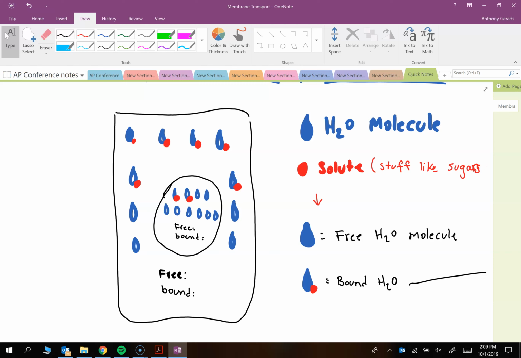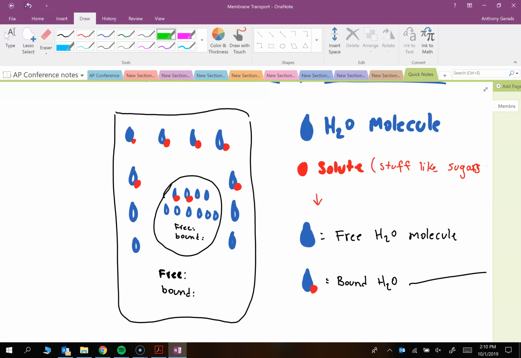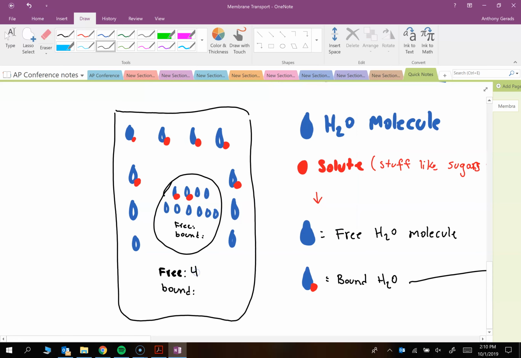Okay. So now you guys see on the right hand side how I wrote a free water molecule is one that has nothing on it, and a bound water molecule is a water molecule that has a solute particle on there. So on the outside of the cell, so when I say outside, I'm referring to these ones right here. On the outside, how many free water molecules do I have? 4. Cool. I've got 4.